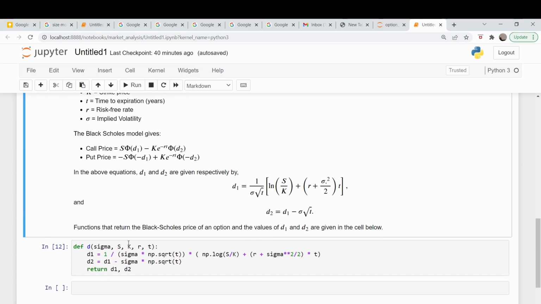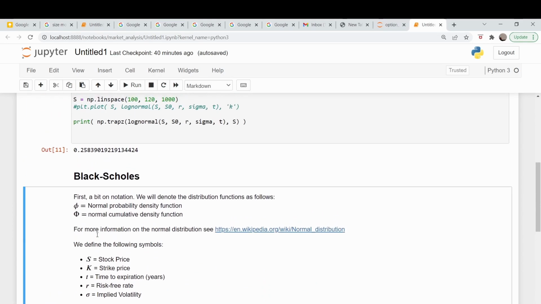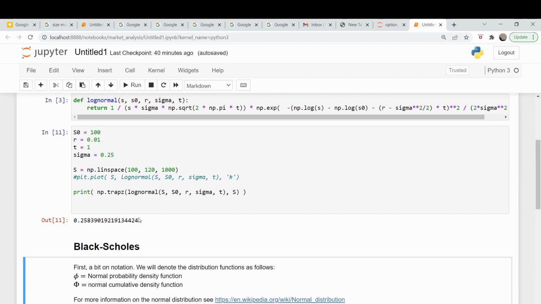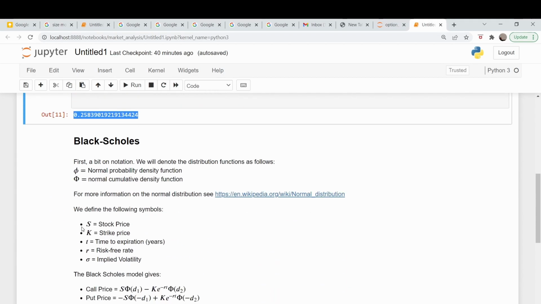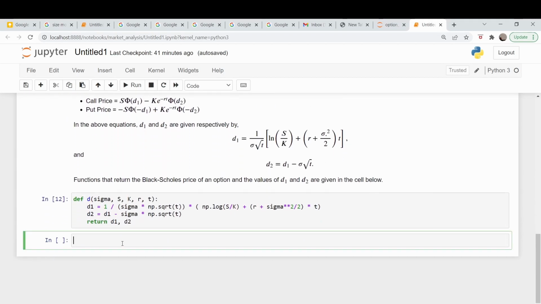So I copied a function that we had written some time ago to calculate both D1 and D2. So we are going to just use this, and hopefully we will get the same answer, at least to numerical rounding error, as this. So let's calculate our D2 value for 120 first. This is going to be equal to our D function: sigma, our stock price is going to be 120. Our strike price is also 120. Actually, our stock price is 100.